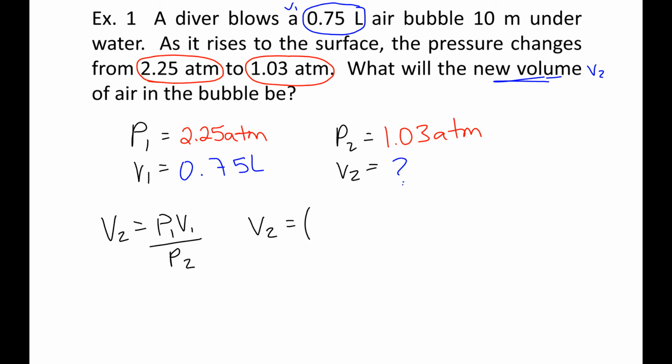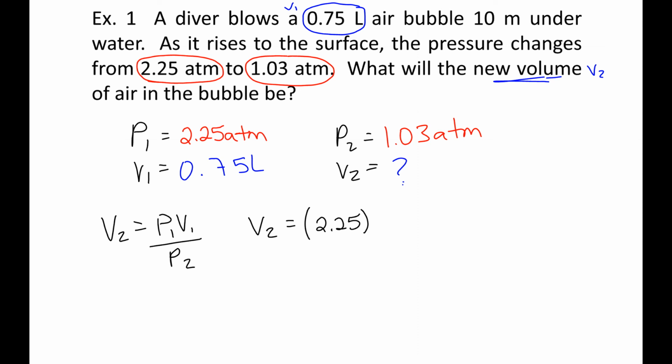Now since I have my variables defined with units, so I have 2.25 ATM, 0.75 liters, P2 is 1.03 ATM. I don't need to put my units in my equation. You've already told me by putting them down here that you know which unit goes with which number, okay? So you can just write the V2 part, which is 2.25.